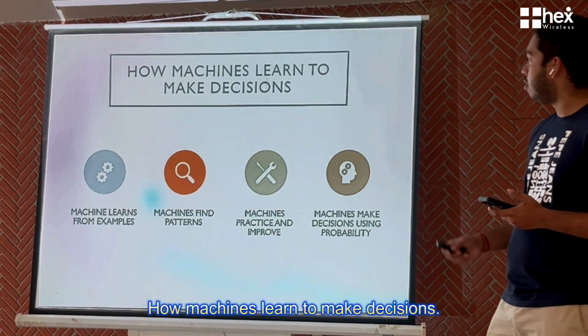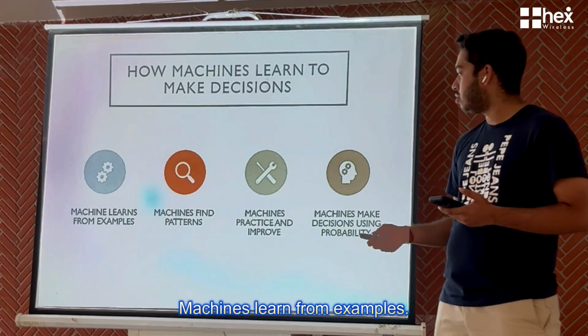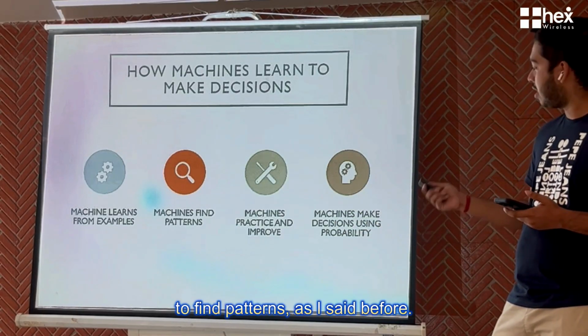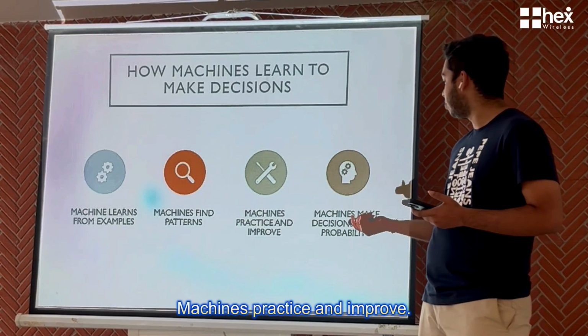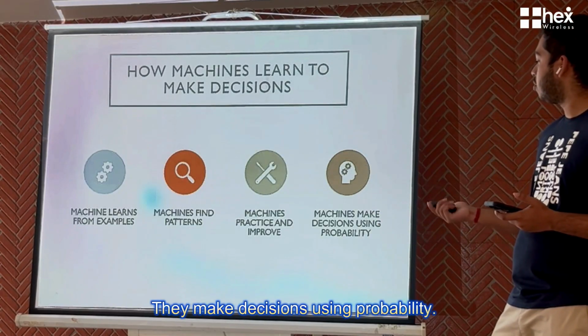How do machines learn to make decisions? Machines learn from examples. Machines try to find patterns. As I said before, machines practice and improve. They make decisions using probability.